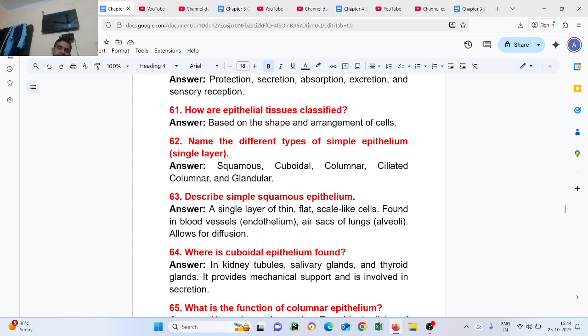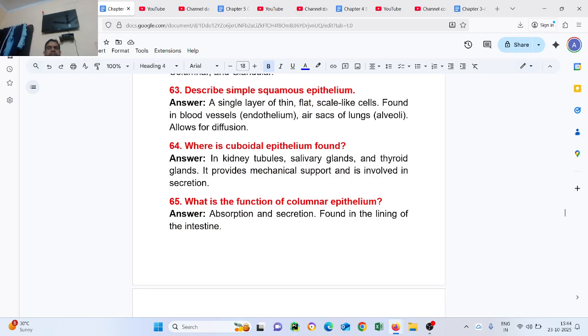Question number 64. Where is the cuboidal epithelium found? In kidney tubule, salivary gland, and thyroid gland. It provides mechanical support and is involved in secretion. Question number 65. What is the function of columnar epithelium? Absorption and secretion, found in lining of the intestine.